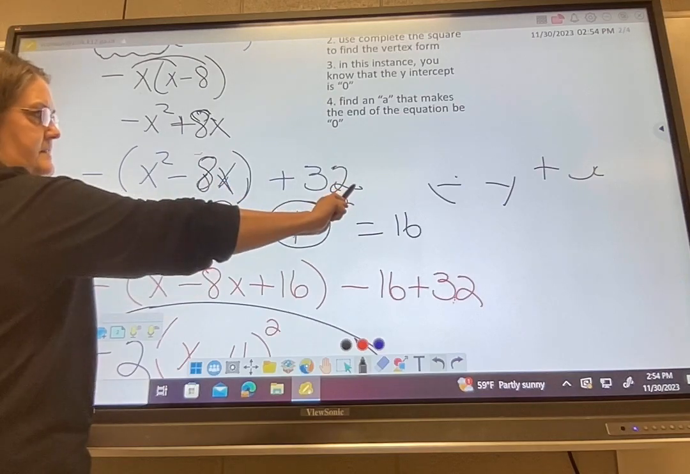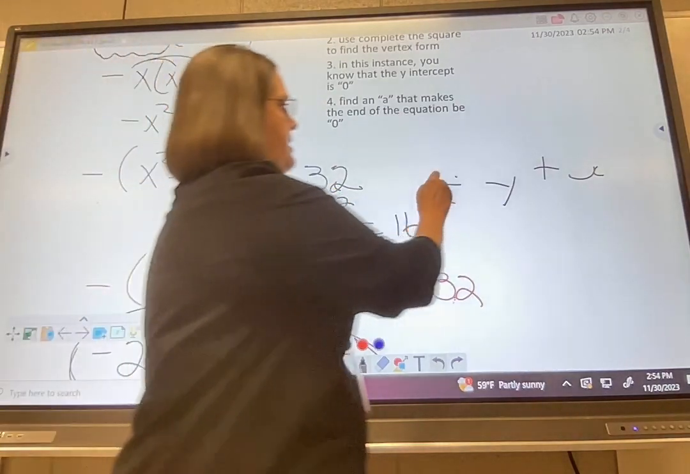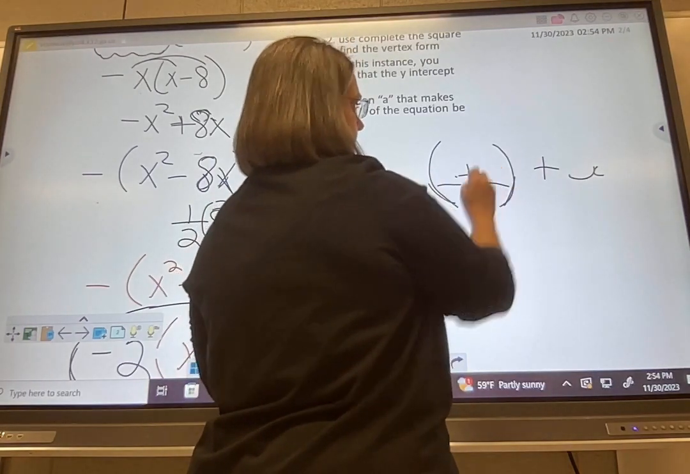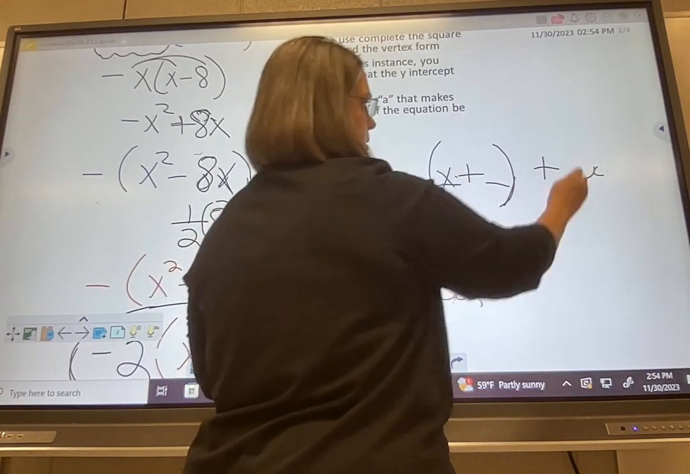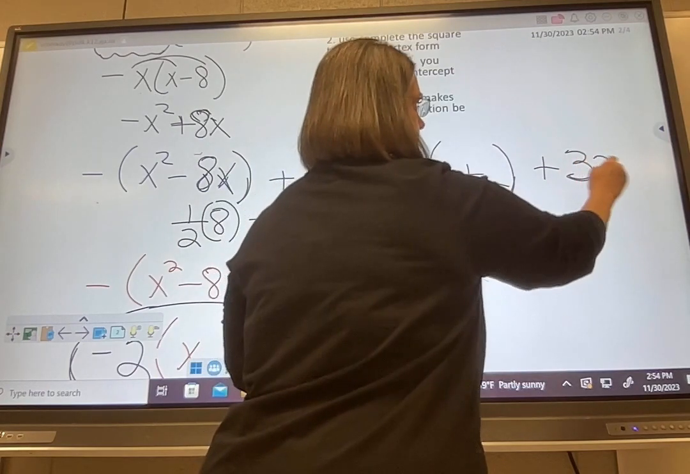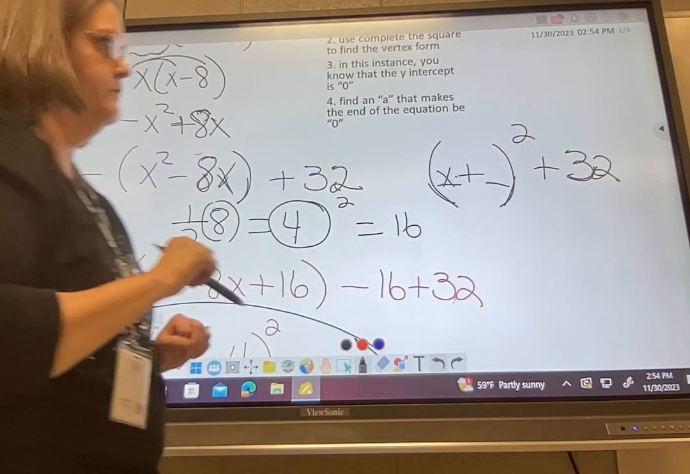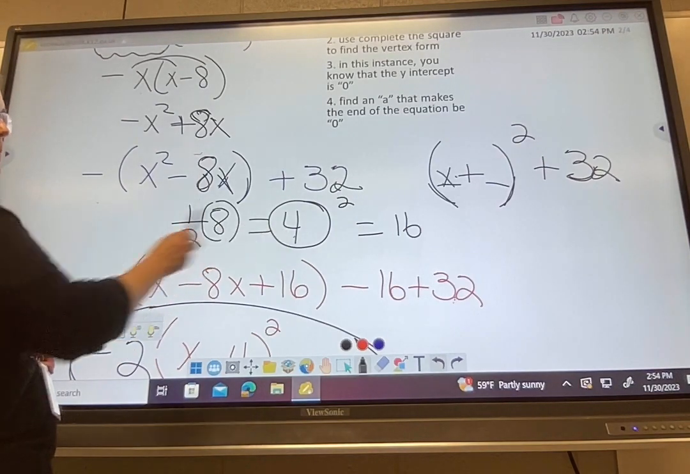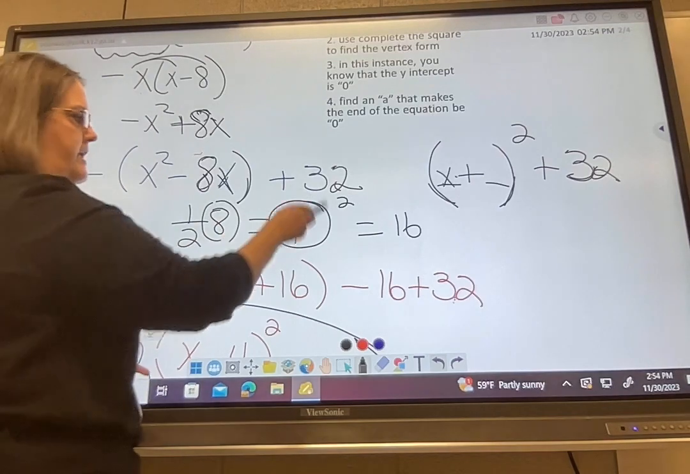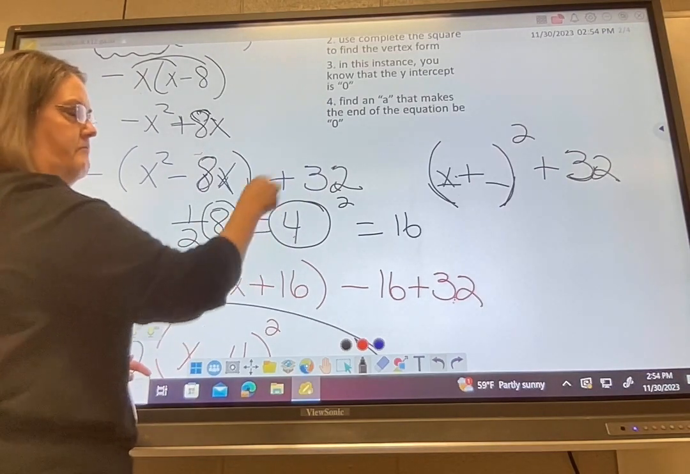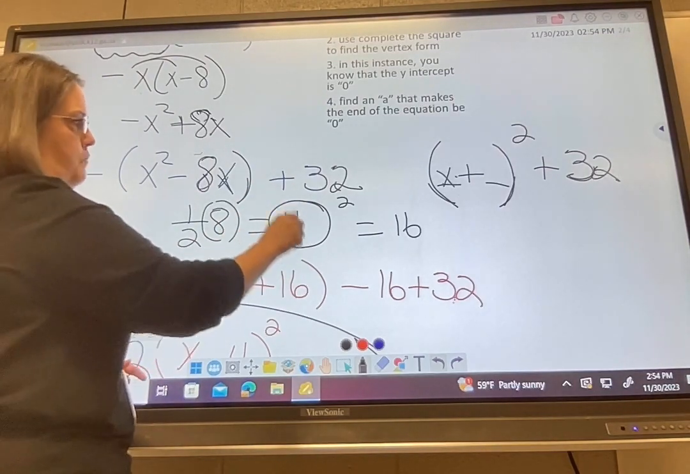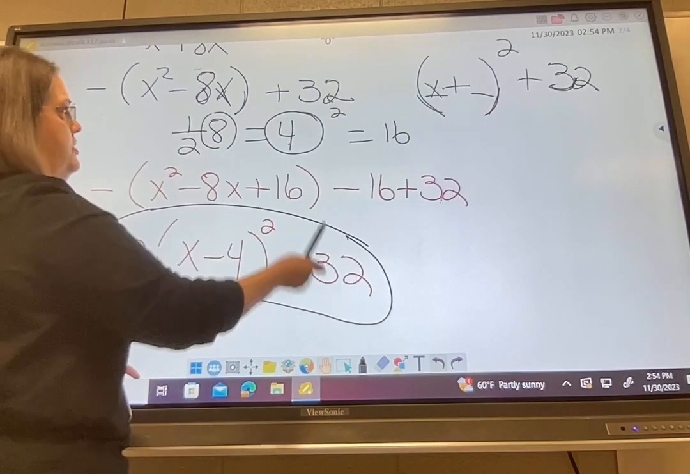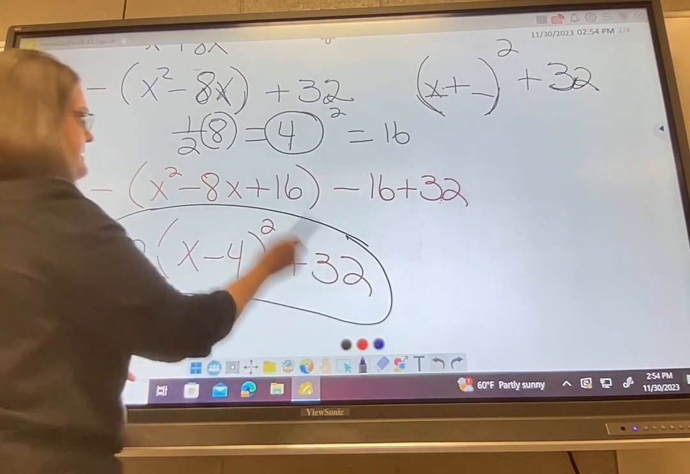Then I've scooted off to the side because we're putting it in this format here where we have x and some number, squared, plus 32. And remember, that's the vertex form. So that's what we're trying to accomplish. So half of 8 is 4. And remember, in the past, I told you to circle that number and remember it because it's going to end up in our factored form. And then 4 squared is 16. So I come down and I write my new trinomial that gets developed from that.